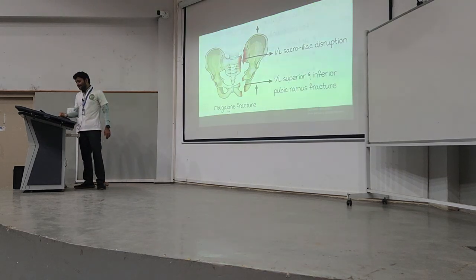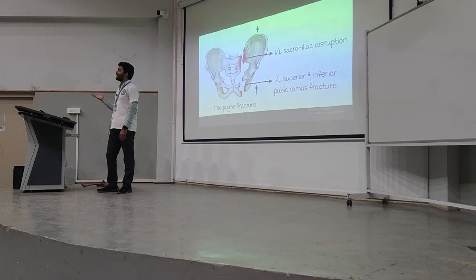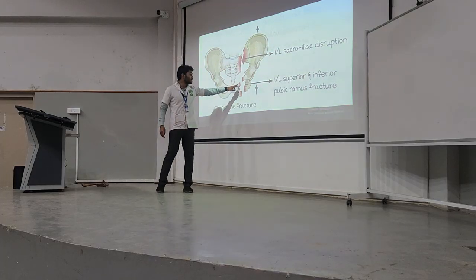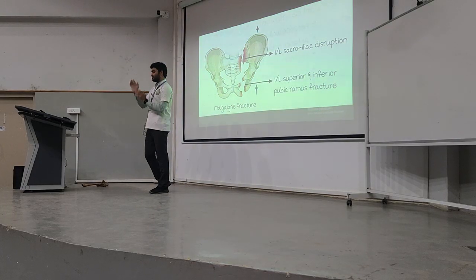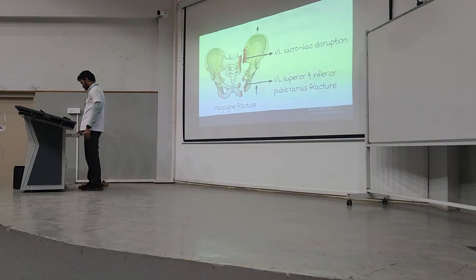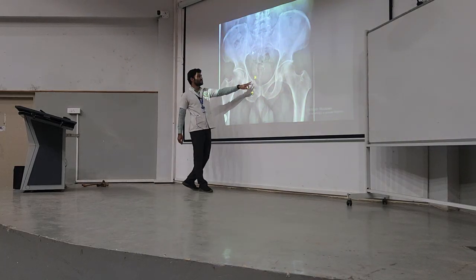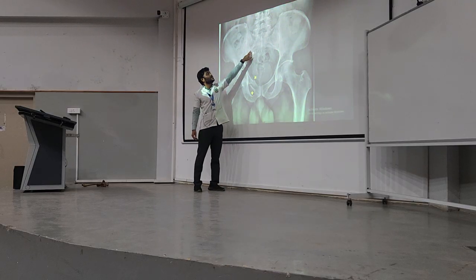So this is Malgaigne's fracture, where ipsilaterally, from the same side, the sacroiliac joint will be disrupted and the superior and inferior ramus will be fractured. So there will be vertical instability. Here's the X-ray. We can find there is a fracture here in the superior pubic ramus, inferior pubic ramus, and the sacroiliac joint.